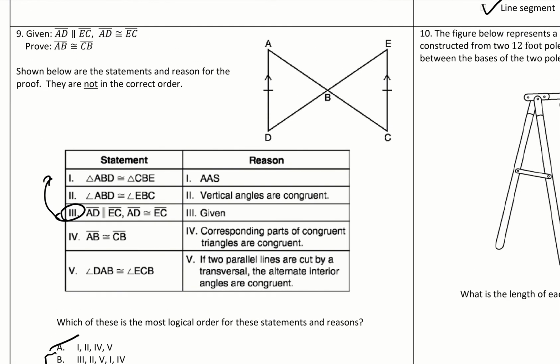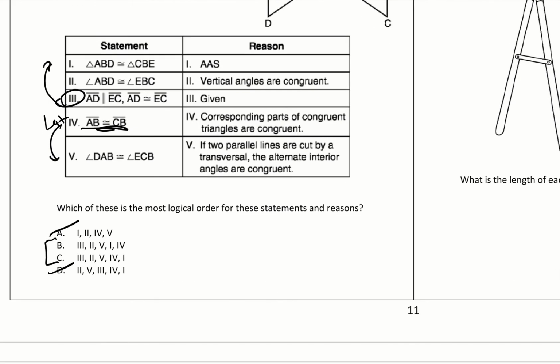And then what you're trying to prove always goes last, right? So you're trying to prove AB is congruent. So this goes on the very bottom. And there you go. So we got 3. Oh, and the last one should be this one. Okay, so 3 and then 5. Just based off of that alone, you can say that this is the answer. However, we'll go through it real quick.